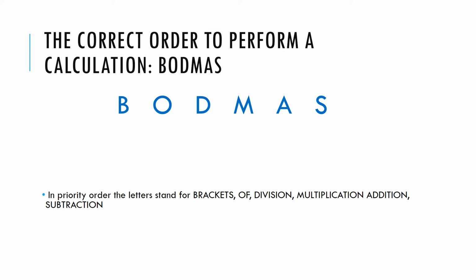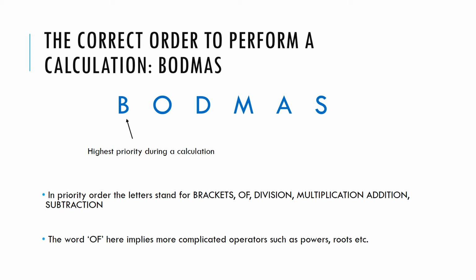So there's the BODMAS scheme. I'm sure you all remember that it's a priority system, and it stands for brackets, of, division, multiplication, addition, and subtraction. And the word "of" here implies that this involves slightly more complicated operators. So here we're talking about powers and roots and that kind of thing. And the highest priority is given to any brackets during a calculation, and we go right to the other end and look at the lowest priority, which is given to subtraction in any particular calculation.